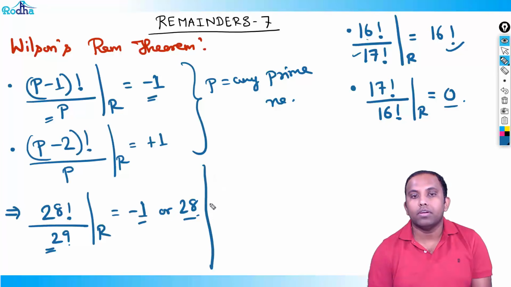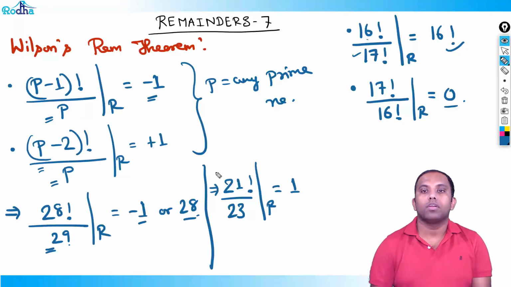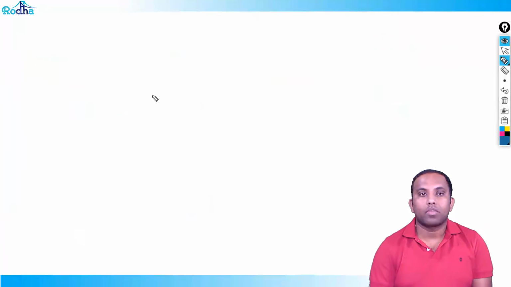Similarly, what is the remainder if 21 factorial is divided by 23? The remainder is plus 1, because it is (P minus 2) factorial upon P. The remainder is plus 1. Fine. Next question.